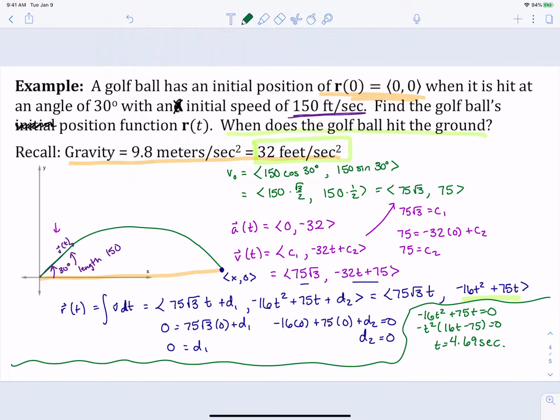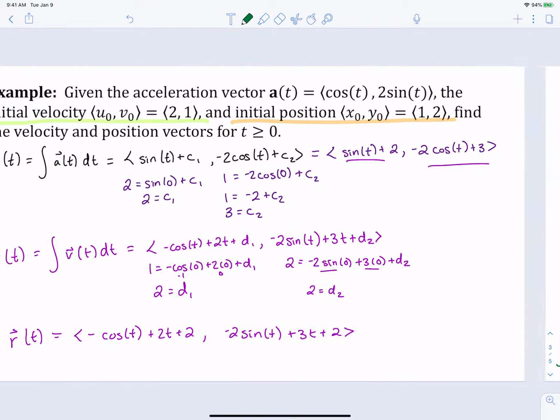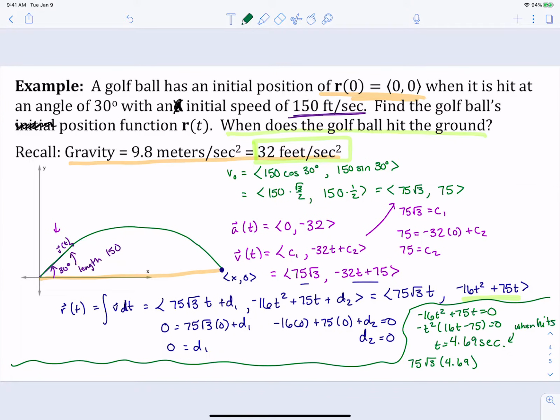So we need to take that time that we got and plug it in for our x component, and that'll tell us that horizontal distance, about how far it's gone. So this was the answer to our question of when it hits the ground. That's when it hits the ground.